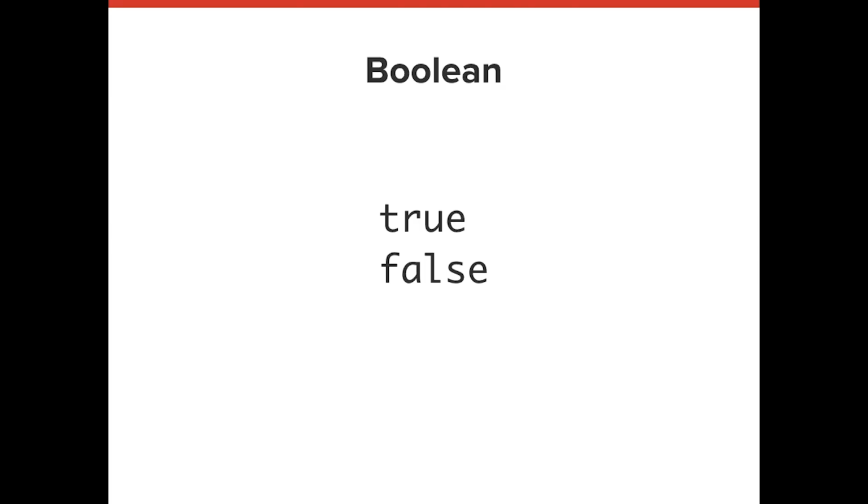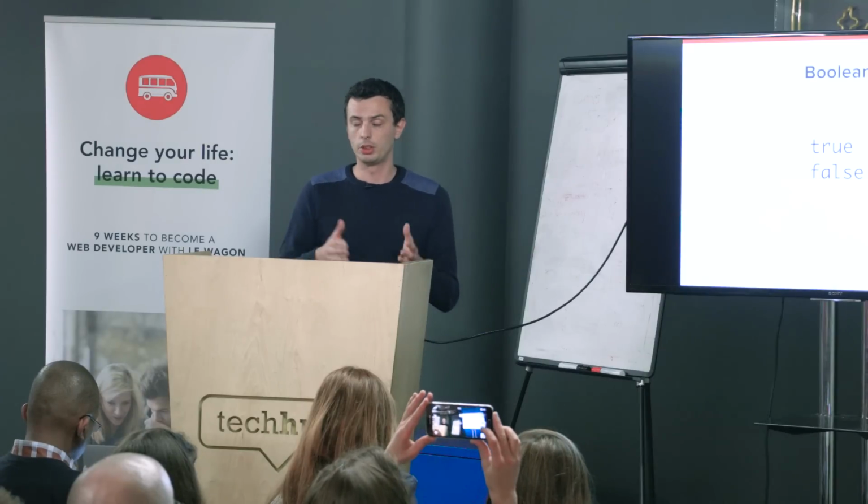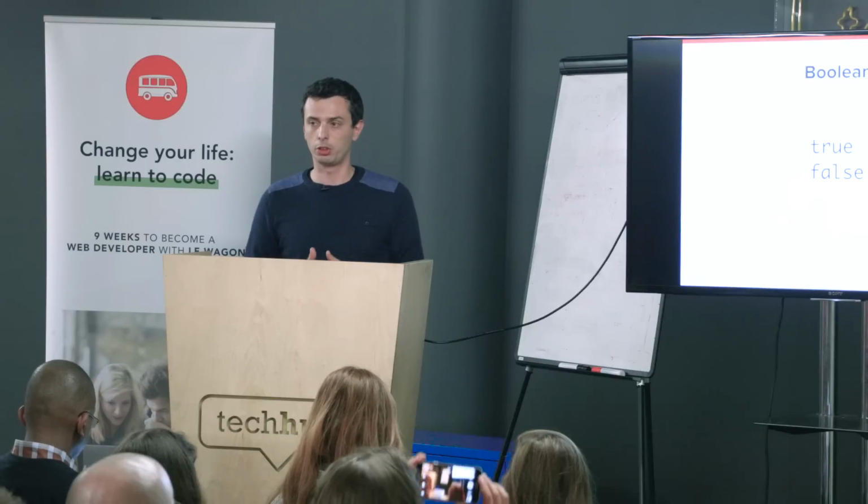Sometimes we talk about 0 and 1, like true and false. And in the computer, actually, you have bits. And bits are just 0 and 1. And 0 and 1 are the dual representation of true and false.